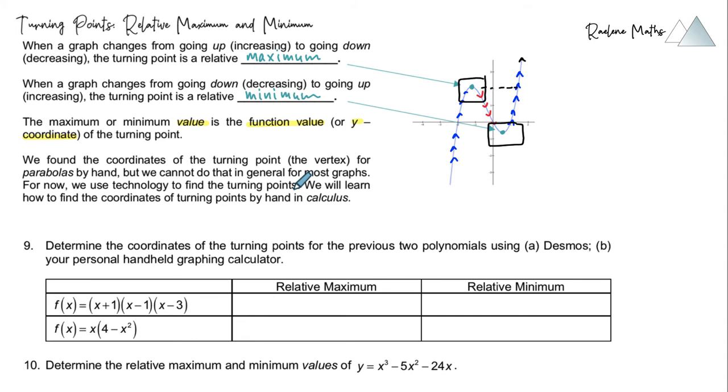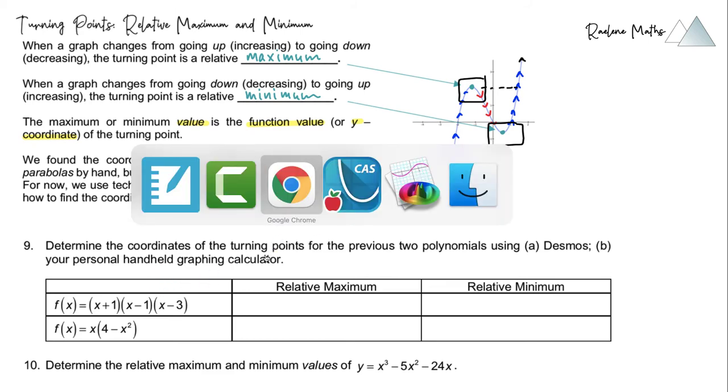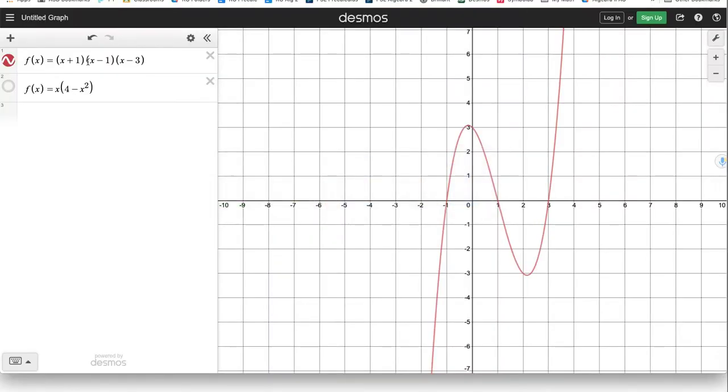In number 9, we're going to use Desmos, and you can use your personal handheld graphing calculator to find the relative maximum and minimum of the two functions that we saw in the previous question. So let's take a look at these. For the first one, all you're going to do is trace along in Desmos, and generally this technology will have a clicking or some kind of locking onto that point. So we see that the location of the relative maximum point is negative 1.555 and then 3.079.